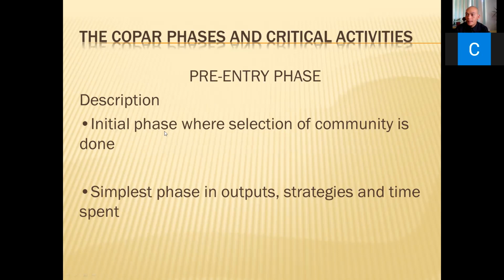Okay. So pre-entry phase, what is the pre-entry phase? Your initial phase where selection of community is done. So we are not yet going to a community. We are going to choose first what community we are going to. What community are we going to target? What community are we going to help? Simplest phase in outputs, strategies, and time spent. Basically, this is the initial phase before any activity. Now that we know what COPAR is, we are going to think, where are we going to implement our COPAR? And this is the pre-entry phase.